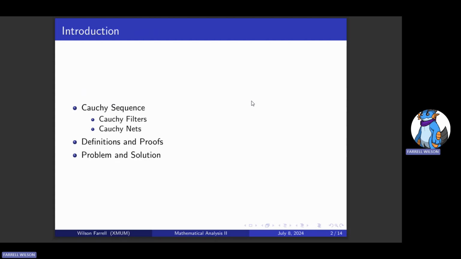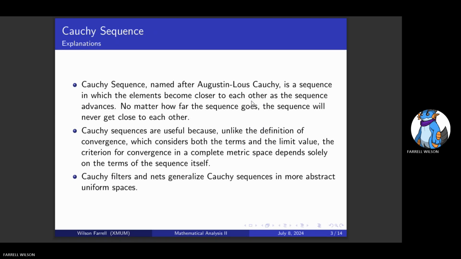In this presentation, I'll start with some explanations about the Cauchy sequence, while also giving an explanation on the Cauchy filters and the Cauchy nets. We'll be following up with the definitions and the proof. We'll also finish this presentation with the problems and the solutions. Alright, let's get started.